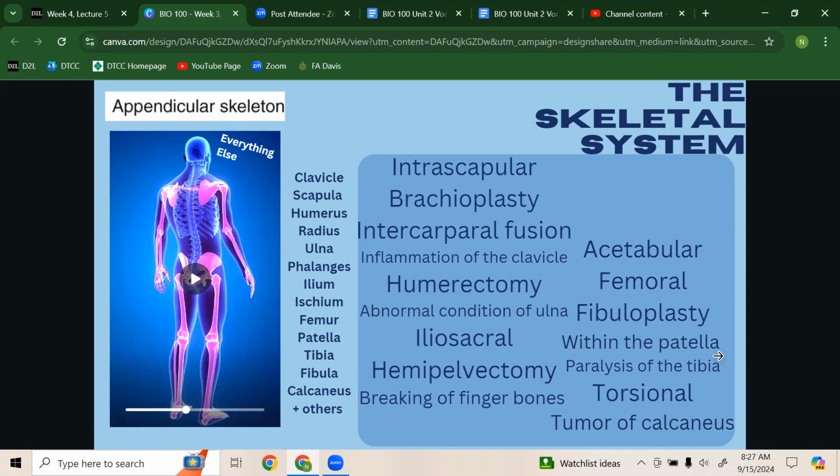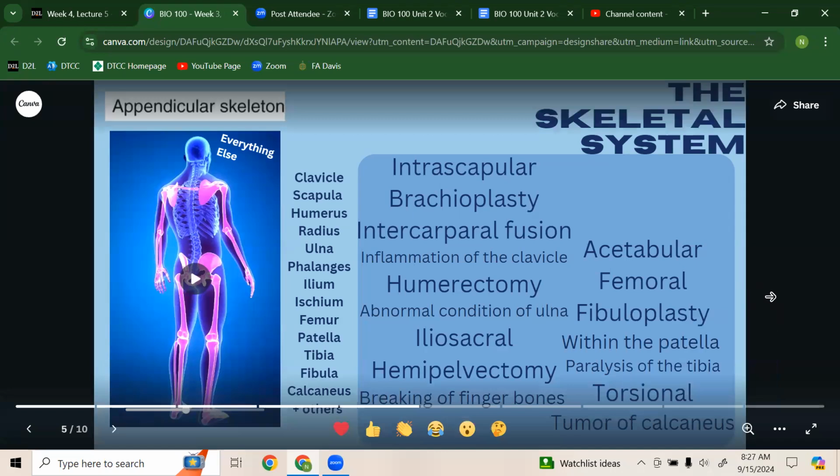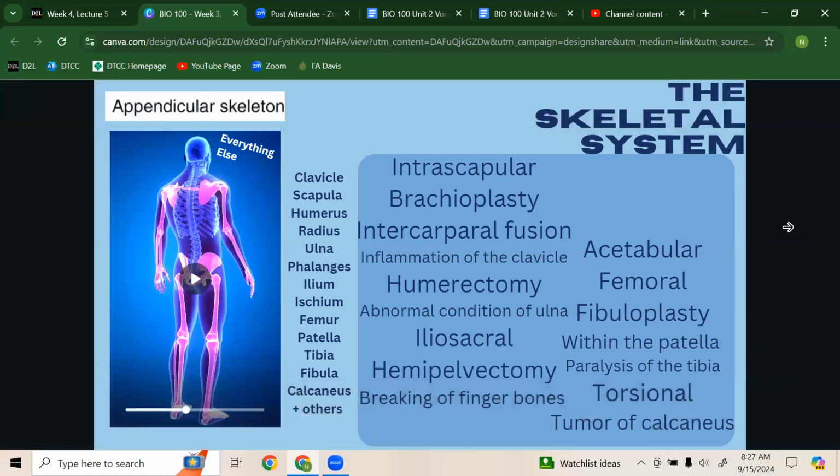Okay, last one, tumor of the calcaneus. So our calcaneus is our heel bone. So our heel bone is our calcaneus. So just like some of our other bones, our combining form is going to be calcaneo. So remember, tumor is going to be oma, O-M-A is our suffix. So a calcaneoma is a tumor of the calcaneus.